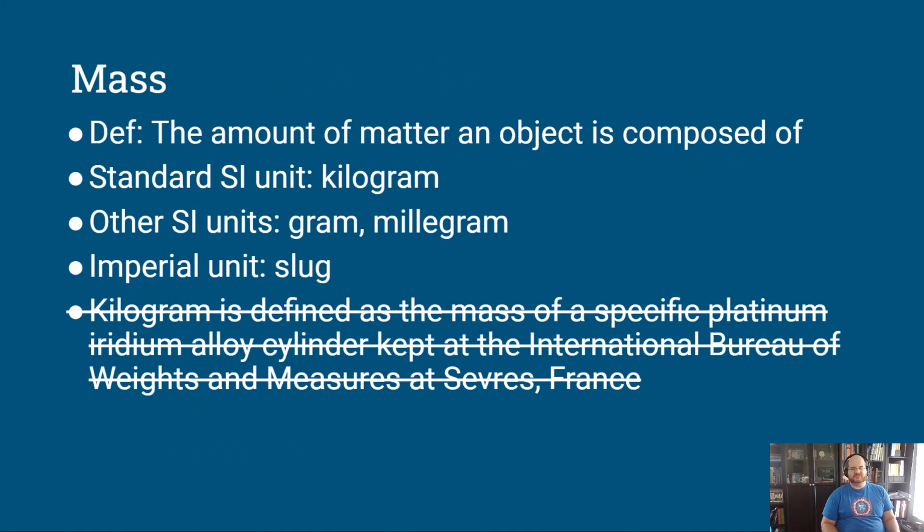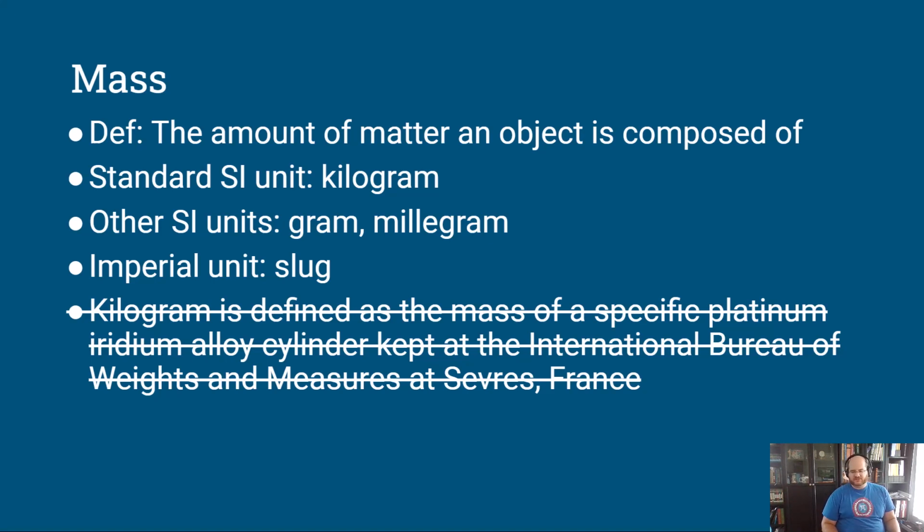Now, mass is defined as the amount of matter that an object is composed of, where the standard metric unit, or SI unit, is the kilogram. Other SI units that we use are grams and milligrams, and the imperial unit is what we call the slug. Originally, the kilogram was defined as the mass of a specific platinum iridium alloy cylinder that is kept in the International Bureau of Weights and Measures in Sèvres, France.